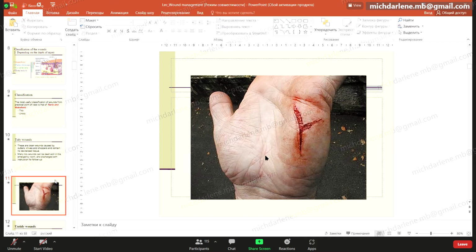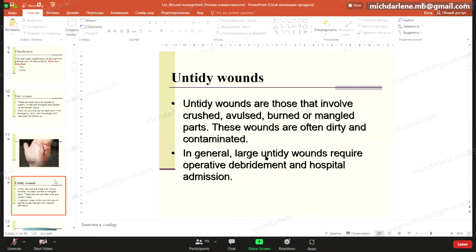And how to treat it, I told you about a few slides. Anti-UD wounds: it's a sum of crushed, avulsion, barded, and mulgent parts. General and large anti-UD wounds require operative debridement and hospital admission.